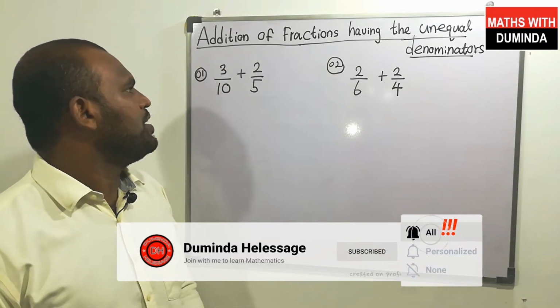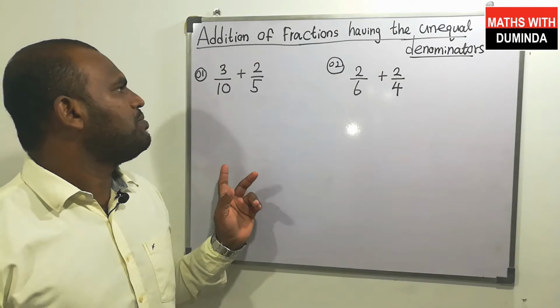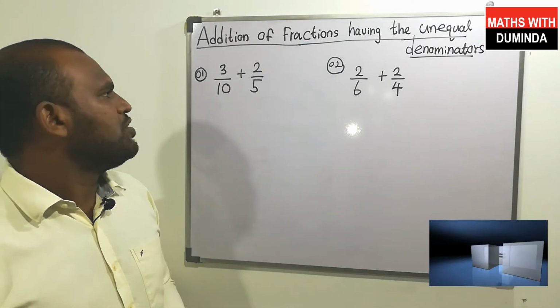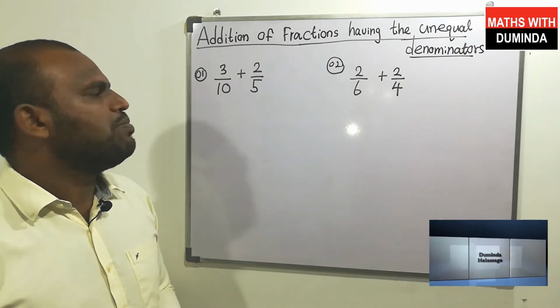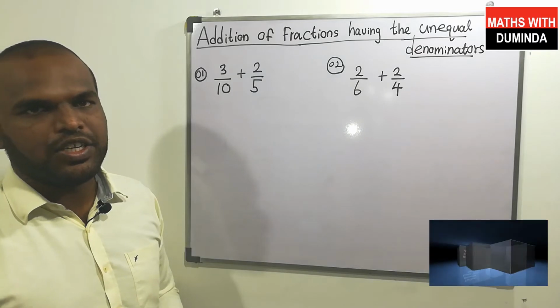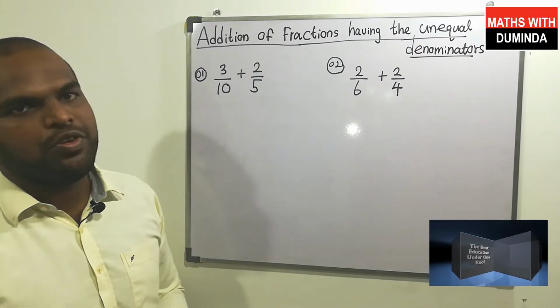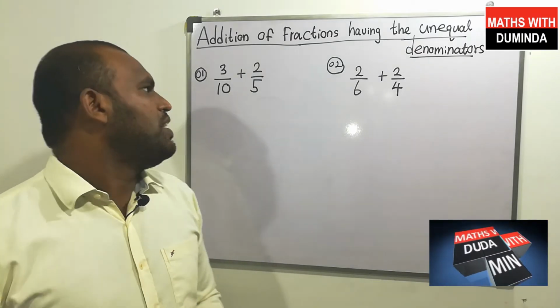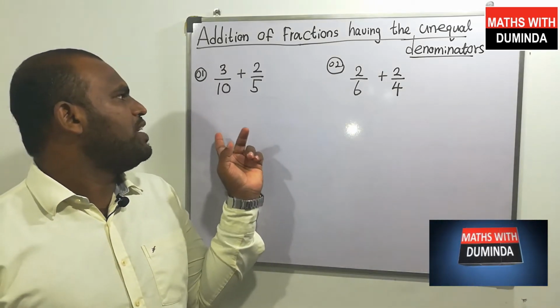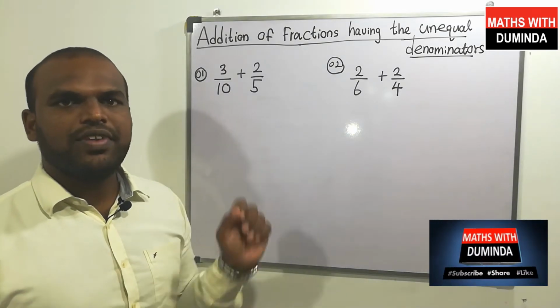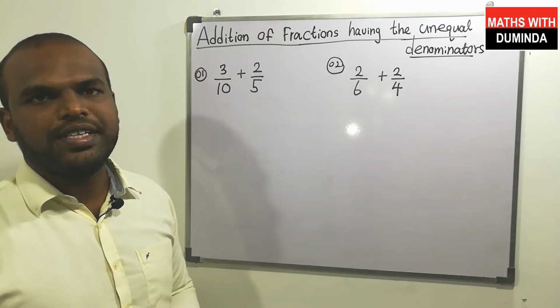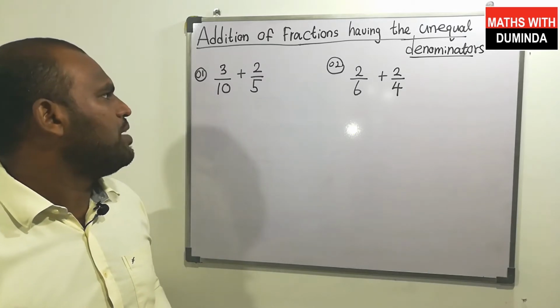Let's jump into it. The first one, 3 out of 10 plus 2 out of 5. As you can see, both denominators are unequal. Therefore, as a first step, we have to make them equal. So let's consider the common denominator as 10. Therefore, for the second fraction, both numerator and denominator, you need to multiply by 2.